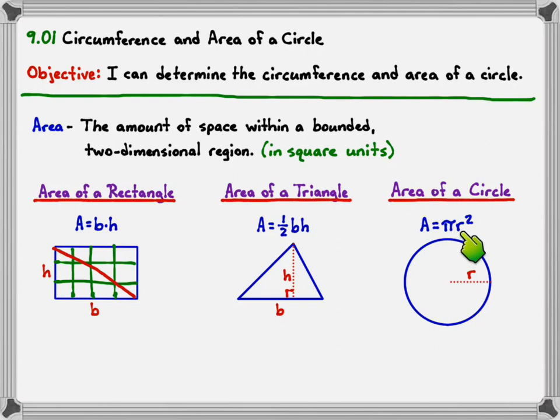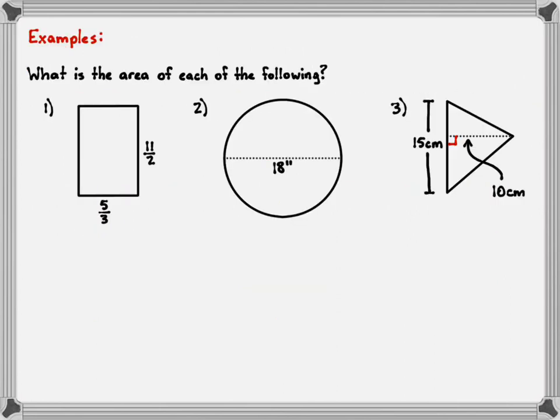Well, how do you remember that? Because area has square units, then the area of a circle will have r squared, square units squared. All right, let's go ahead and take a look at a few practice problems here. If you want to go ahead and give these a shot before you watch the rest of the video, go ahead and pause it. But otherwise, let's go ahead and get started.